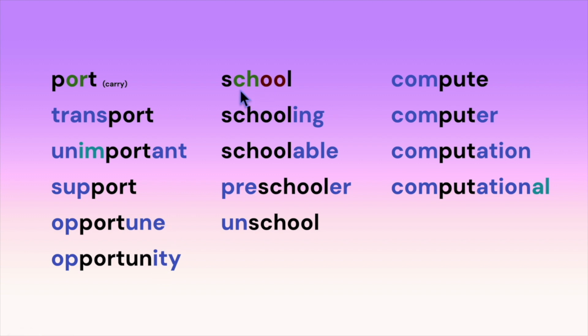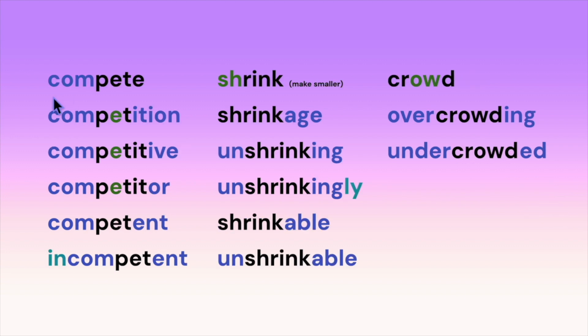Here's our root school with CH having its K sound and the double O having the U sound. Schooling, schoolable, preschooler, unschool. Here we have the root compute, which itself has the prefix com in it. Computer, computation, computational. Here we have another root, compete, which has a prefix in it, com. Compete, competition. Notice that when we start adding suffixes to the root compete, this long E becomes a short E sound. So we have compete, competition, competitive, competitor, competent, incompetent.